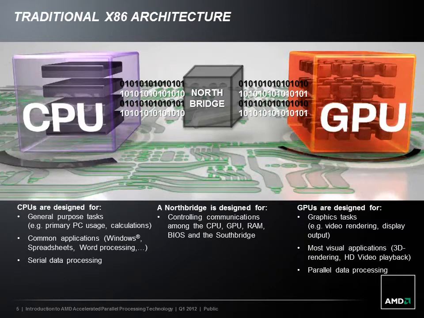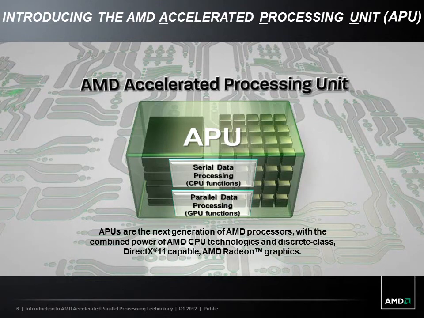At the center of all communications lies the Northbridge controller, which handles communications among the CPU, GPU, RAM, BIOS, and the Southbridge controller. Each architecture has its strengths and weaknesses. Neither alone will be able to address the complex problems that will challenge PCs in the future. Enter the Accelerated Processing Unit, the APU.